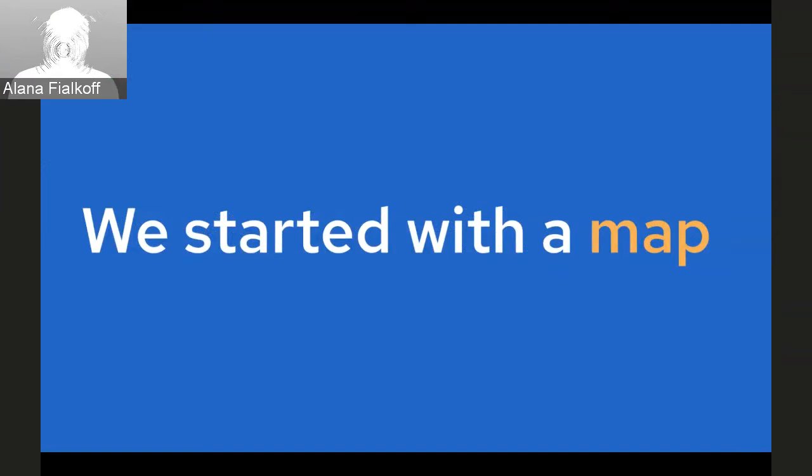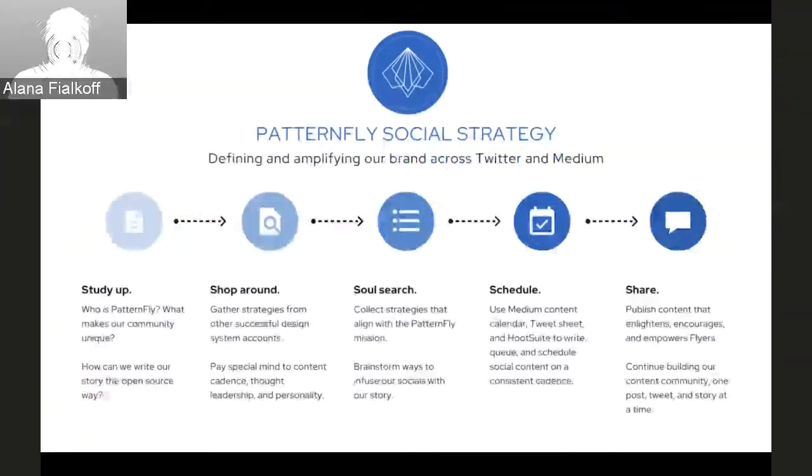Like with any great journey, we started out with a map. When I was looking at social strategies to create, I wanted to make sure we started at our roots. So I studied up on who PatternFly is, what makes our community unique, and how we can write that story the open source way. Then we shopped around for successful strategies from other design systems, looking at how they engage their users and implement a positive social media plan. And then we soul searched to find which of those strategies aligned with the PatternFly mission and the PatternFly way. The next step we're on now is to create, schedule, and share that content with our community.